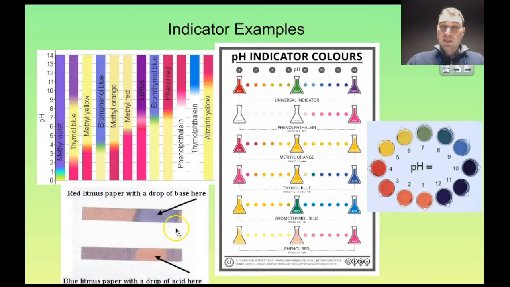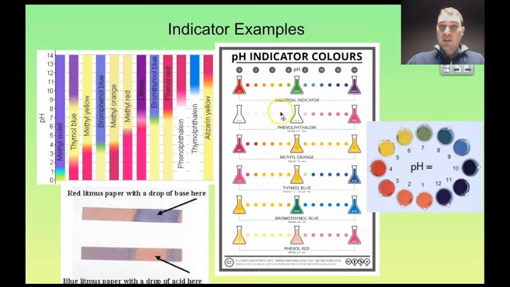Down here we have litmus. Litmus can be paper. Litmus is a substance. I'm pretty sure it comes from a plant, but don't quote me on that. There's two types of paper you can get, red litmus and blue litmus. Red litmus, if you expose it to a base, turns blue. Blue litmus, if you expose it to an acid, turns red. But if you expose red litmus to an acid, it stays red. And if you expose blue litmus to a base, it stays blue. So it's a quick and easy way to test if something is an acid or a base.